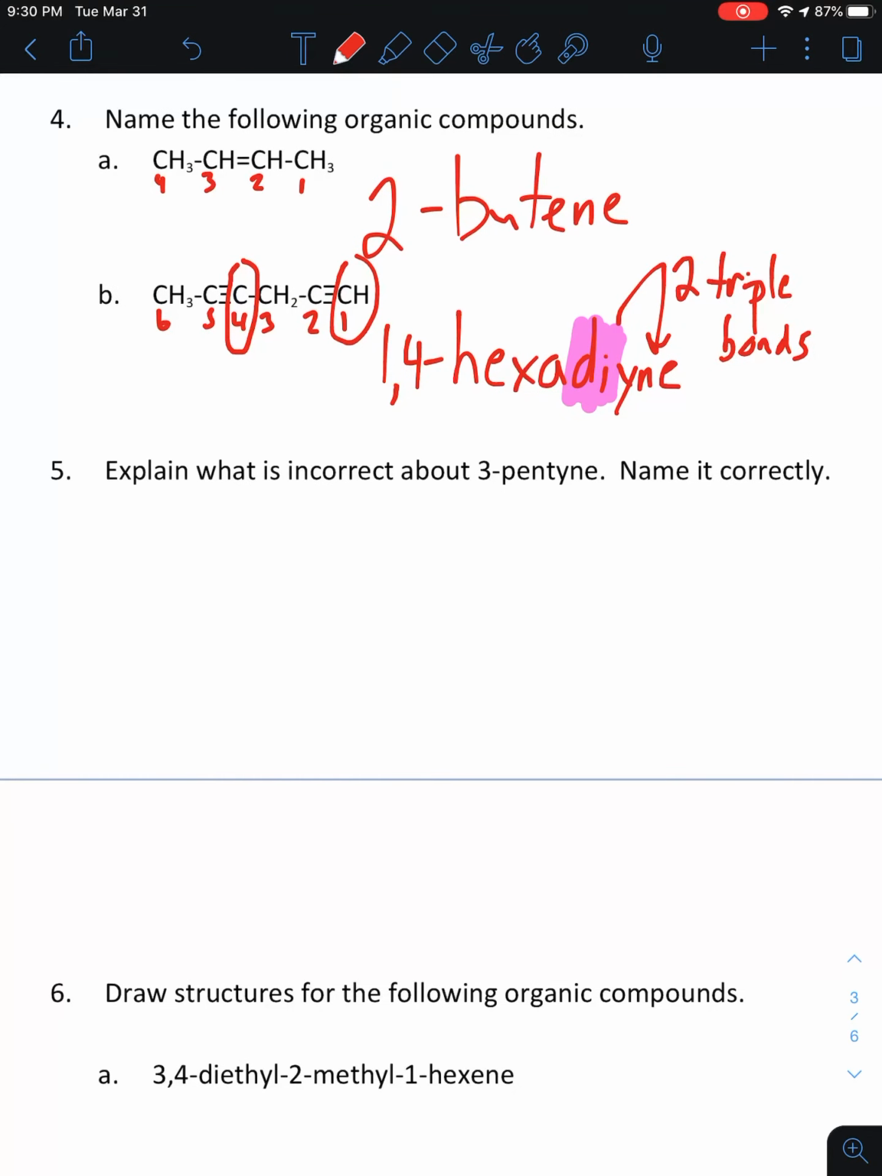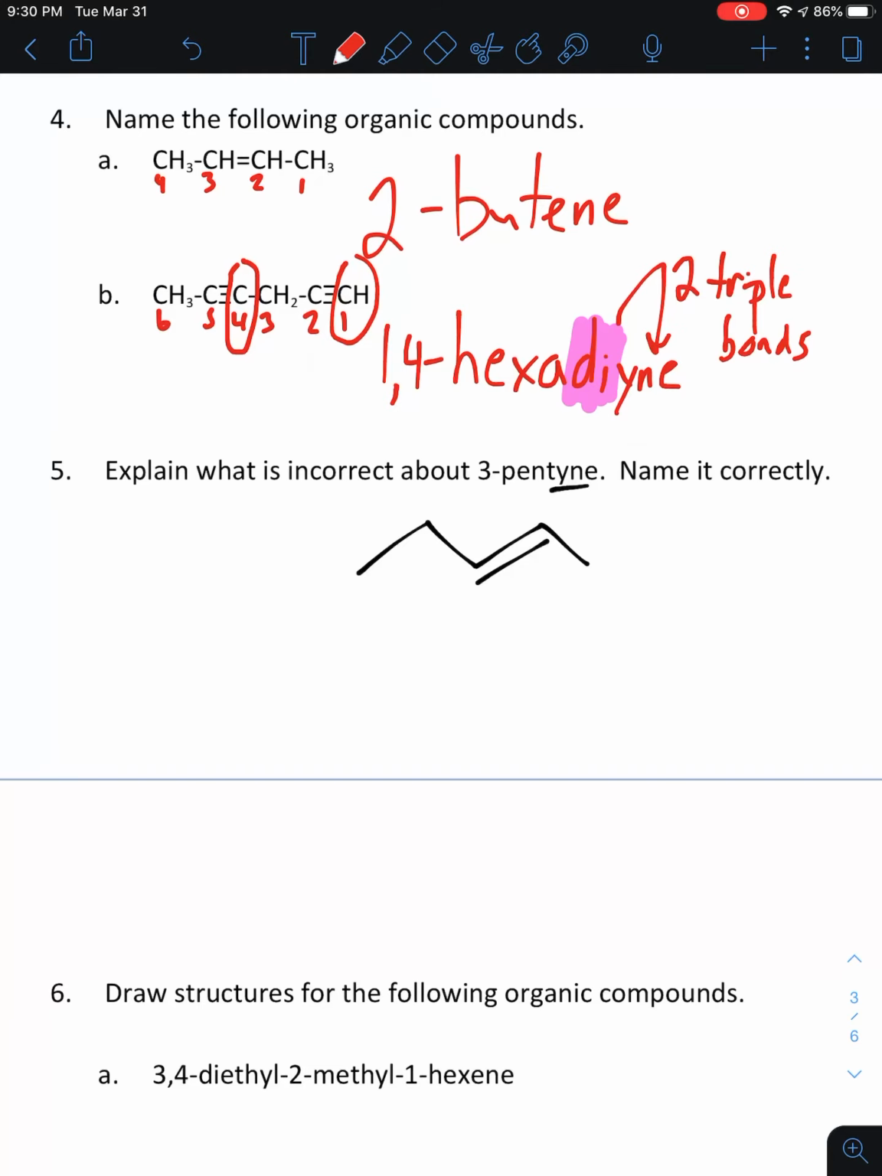It says, what is incorrect about 3-pentyne? If we were to draw pentyne, 1, 2, 3, 4, 5 carbons, and on our third carbon, we're expecting to see a triple bond. So 1, 2, 3, it'd be like that.